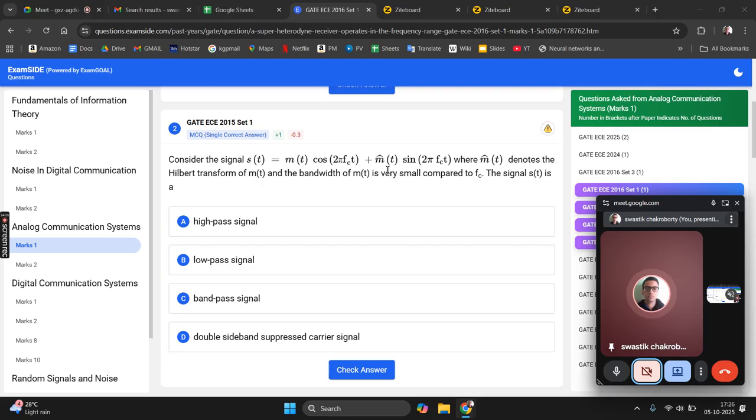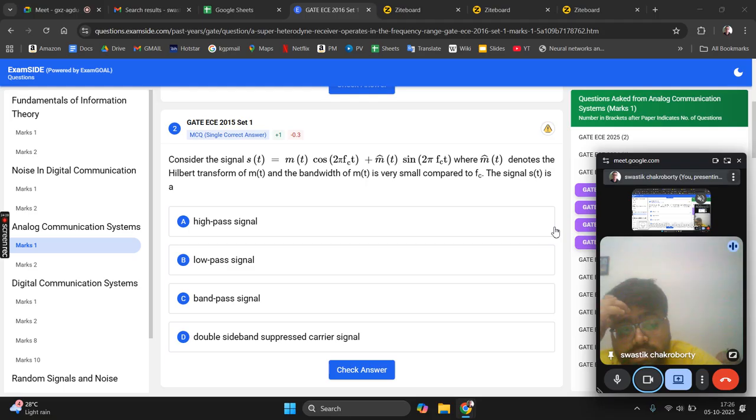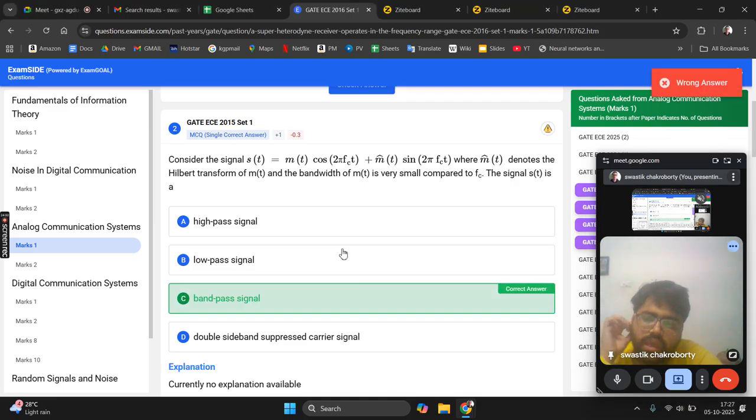Consider signal s(t) is equal to m(t) cos 2 pi fct plus m hat t sine 2 pi fct, where m hat t is the Hilbert transform of m(t), which is phase shifted by minus pi by 2, and the bandwidth of m(t) is very small compared to fc. So the signal s(t) is: A, a high pass signal; B, a low pass signal; C, a band pass signal. So what is this signal?